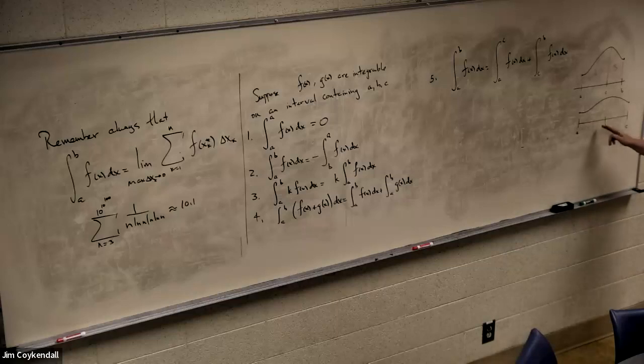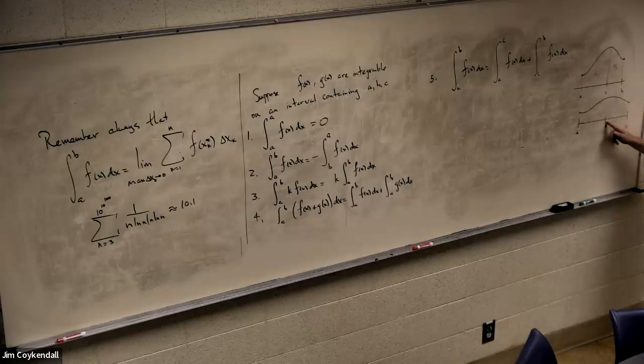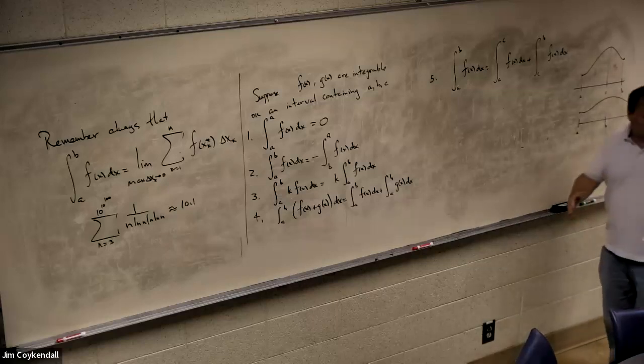So the area from here to here is the area from here to here plus the area from here to here. But remember, the area from here to here is going backwards, so it's surprise on. So you don't even need to see the end.